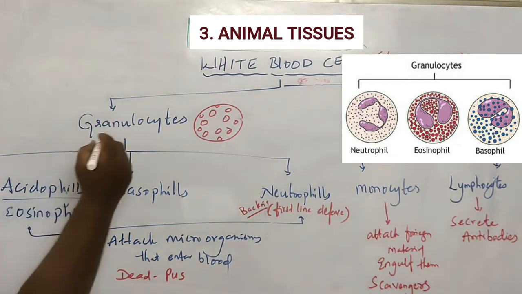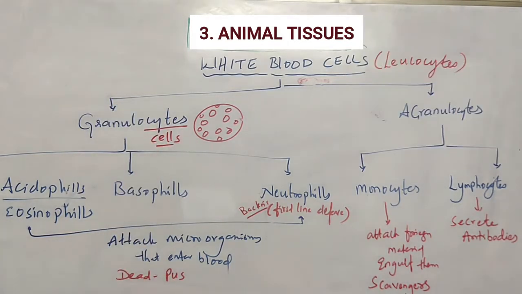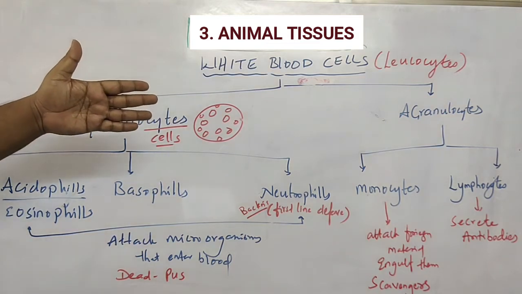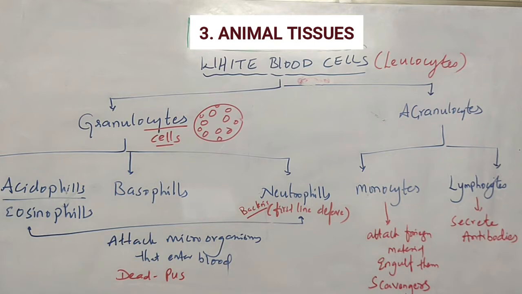Now the word cytes itself means cells. The cells which have granules are called granulocytes. Then agranulocytes are the cells which don't have any granules in them. That is how the white blood cells are divided into two: one is granulocytes and the second one is agranulocytes.